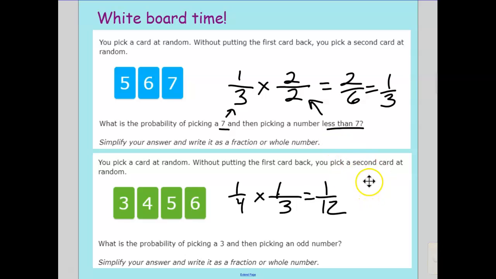And again, I hope you're actually practicing these because, hey, this looks like IXL now, doesn't it? And you're going to be asked to do this later on in the week. Okay, so probability of getting a 3, you have a 1 in 4 chance of getting a 3. And then picking an odd number. Imagine that card is gone now, so we only have 3 remaining cards, and only one of them is odd. So you just have a 1 in 3 chance for that second one. You multiply, and you end up with 1/12.